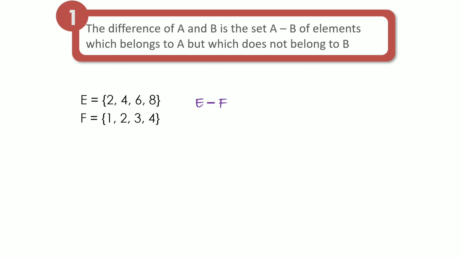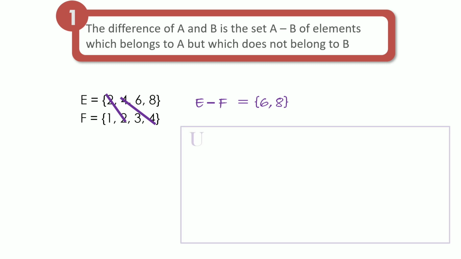Here, element 2 is also in set F, so we need to eliminate 2. 4 is also an element of F, so we need to delete this as well. Now what elements remain on set E? That's elements 6 and 8. Thus, set E minus F is just equal to the elements 6 and 8. It can also be illustrated using this Venn diagram, such as this.